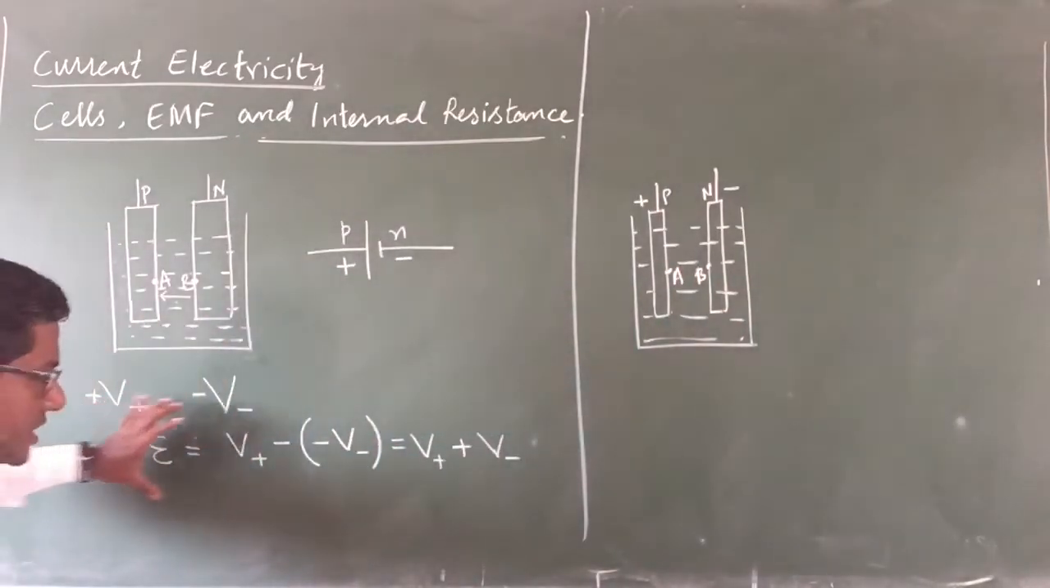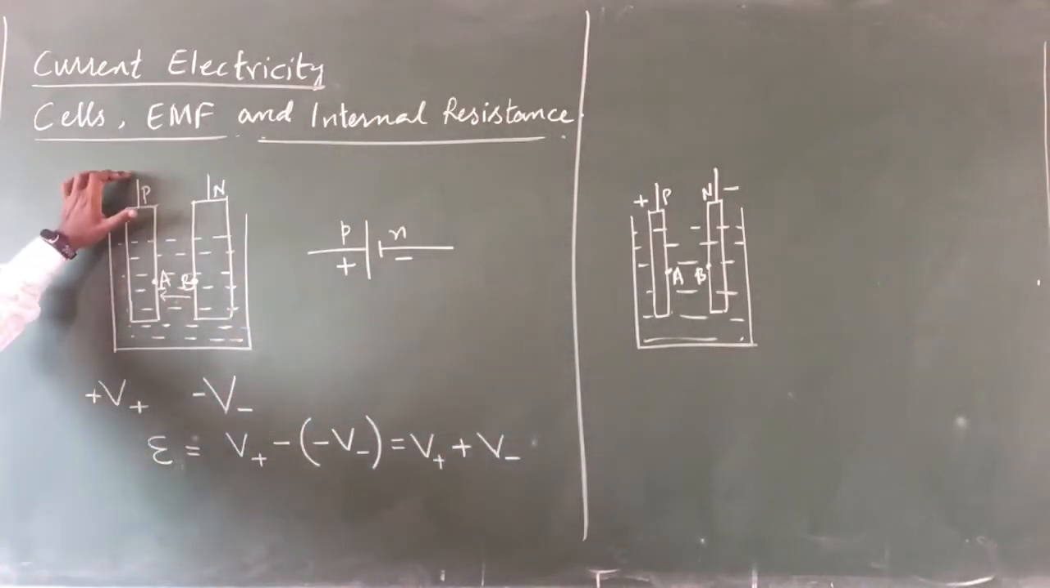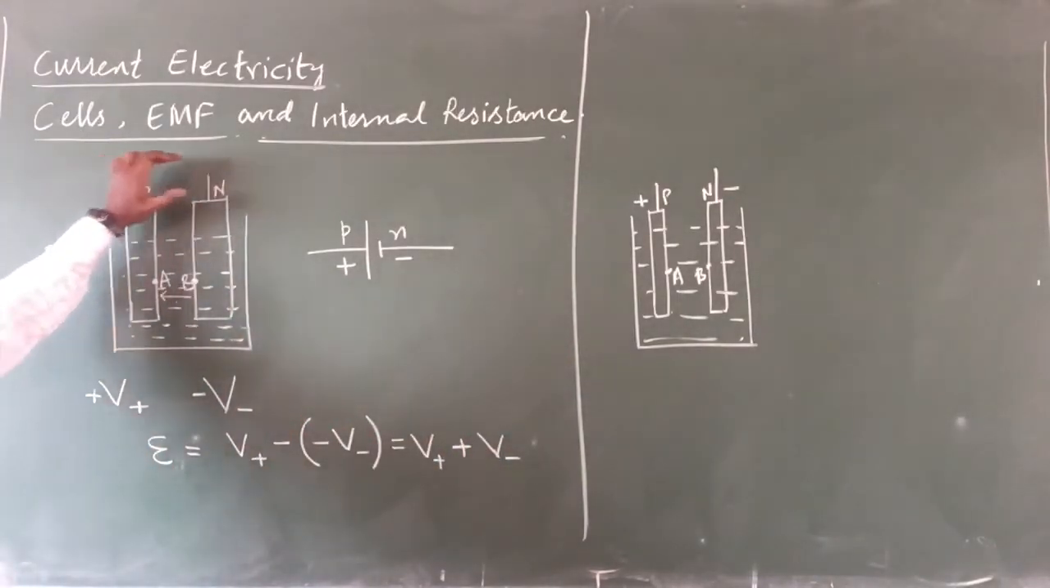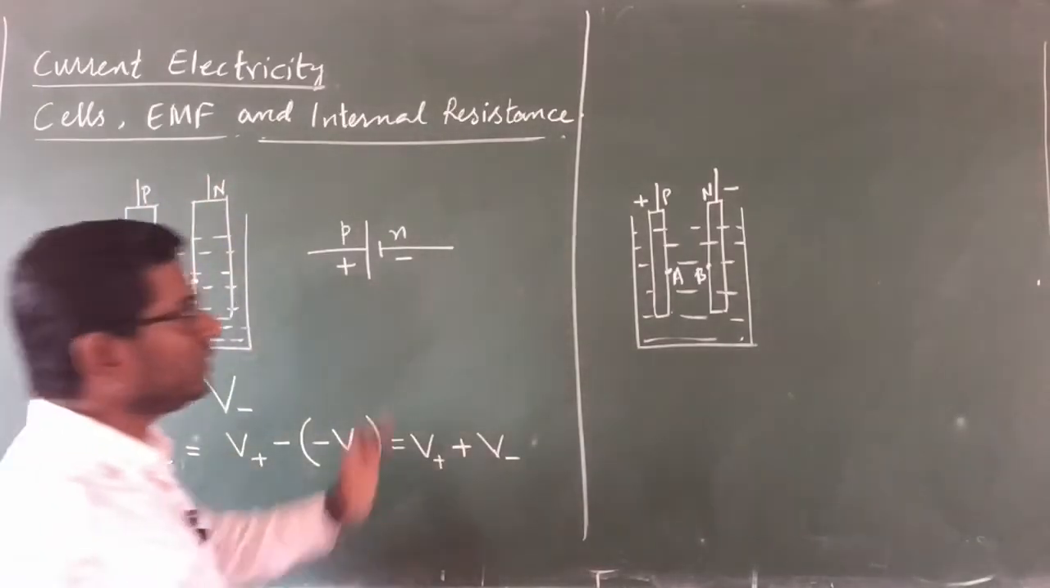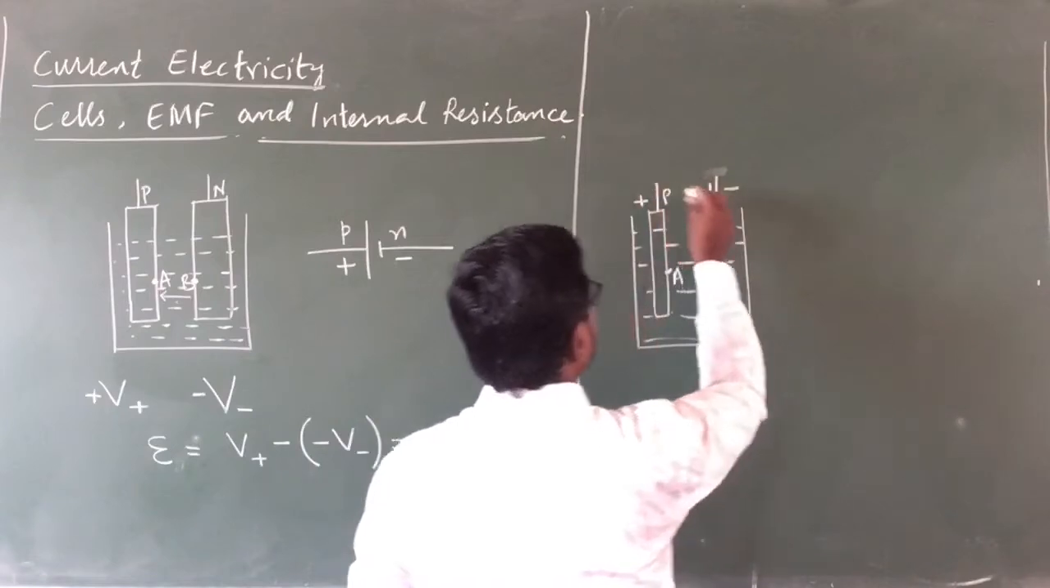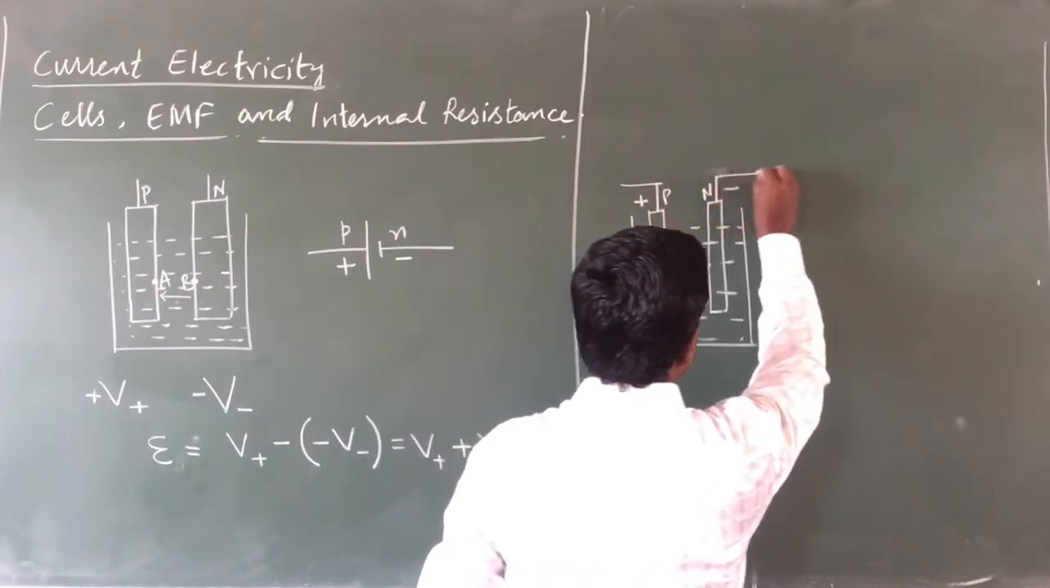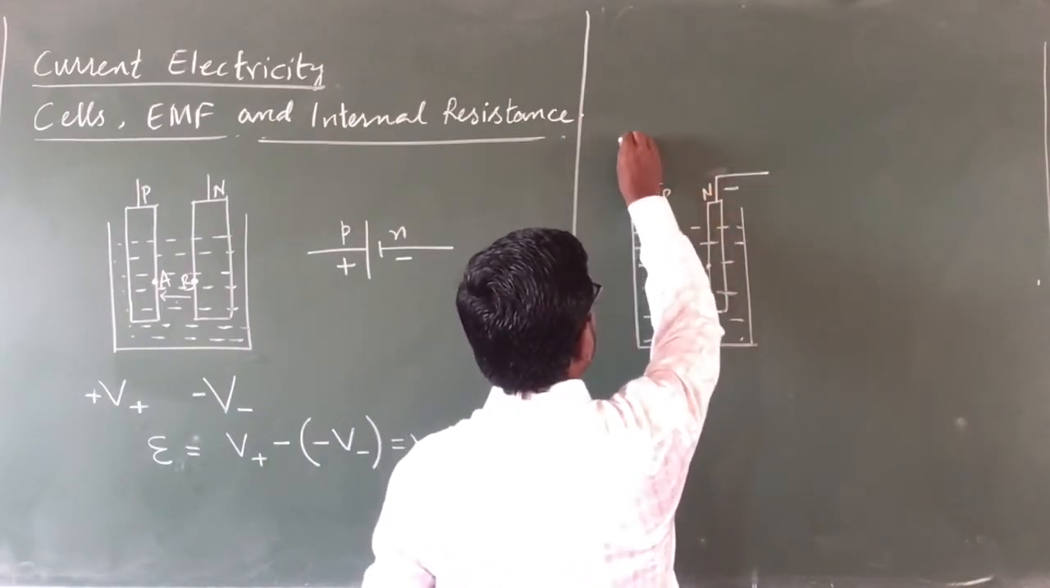Now, this is the situation when there is nothing connected between the two terminals, that is the P side and the N side. Now, if I connect something to these two terminals, let us take the simplest component, that is our resistor.